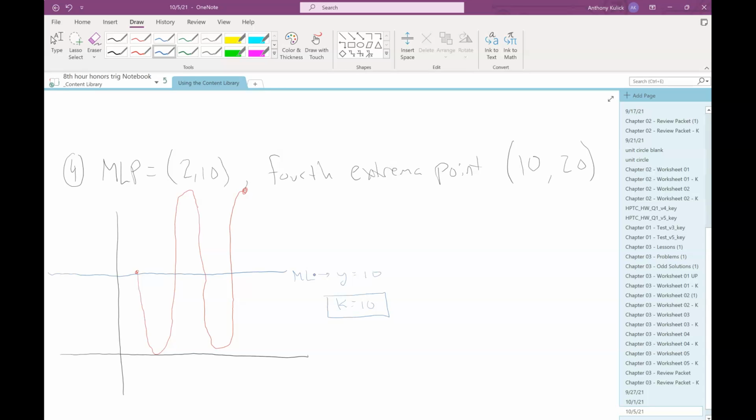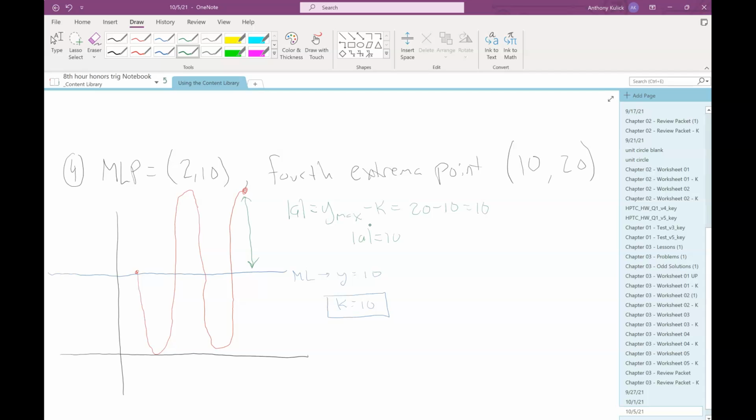Next I'm going to find my amplitude. So my amplitude is this distance. So that's going to be just y max minus k. So the amplitude is 10 also. Everybody's okay with that?